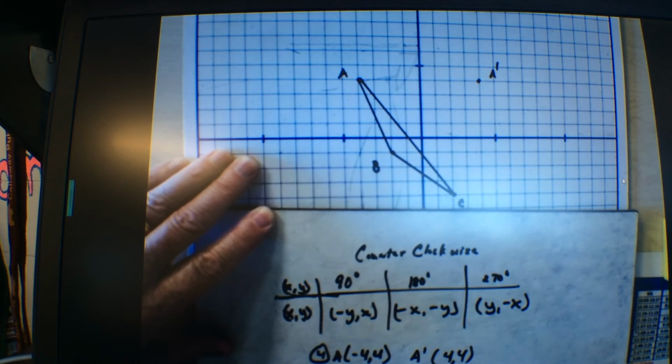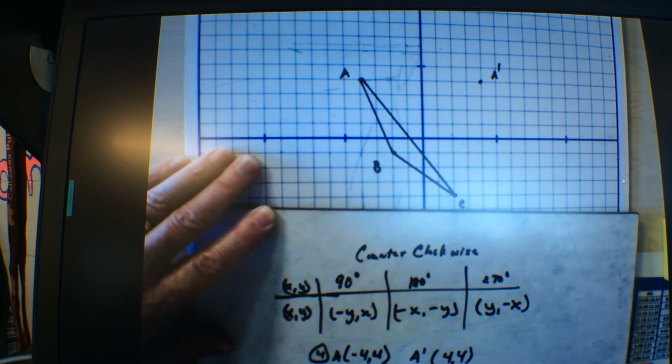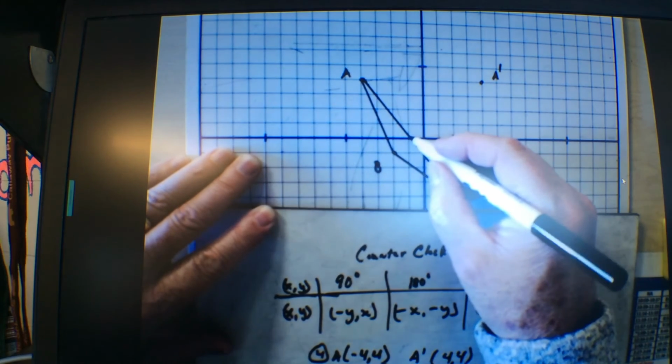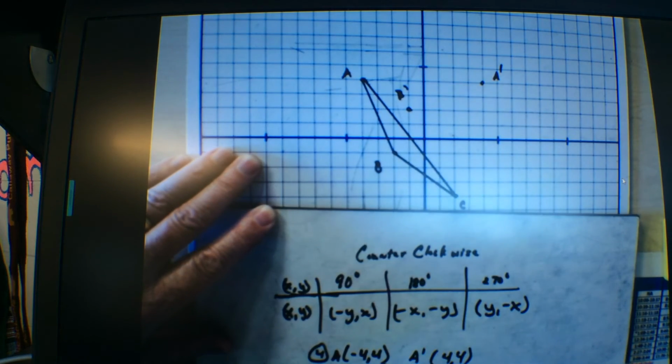B is negative 2 and negative 1, right? So for B prime, I switch and move my Y to the first part. Notice it stays the same sign, but my X becomes positive, doesn't it? So now B prime is negative 1, 2. So it's right here, B prime. We good? And then finally C is 2 and negative 4.